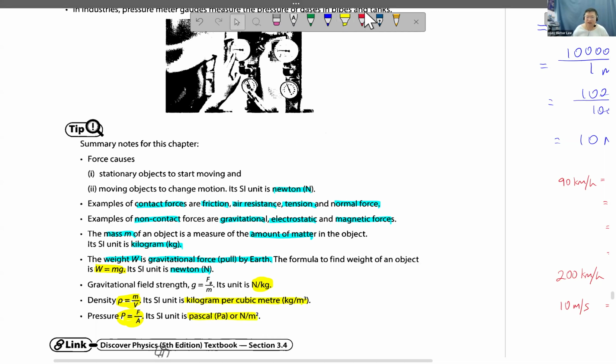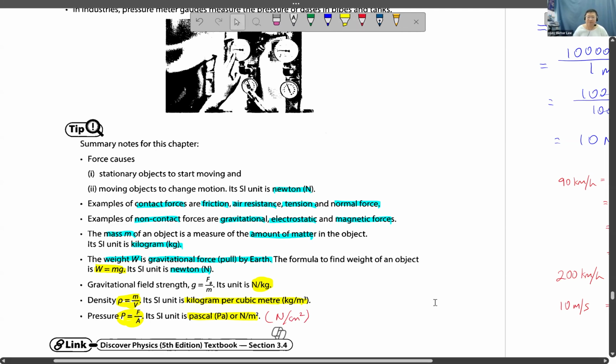These are SI units. But be careful because down here, a common unit is Newton per cm squared. This is a very common unit in the exam. So read the question carefully. Do they want you to calculate Newton per cm square or do they want Pascal? If they want Pascal, then you give them Pascal or Newton per meter square.